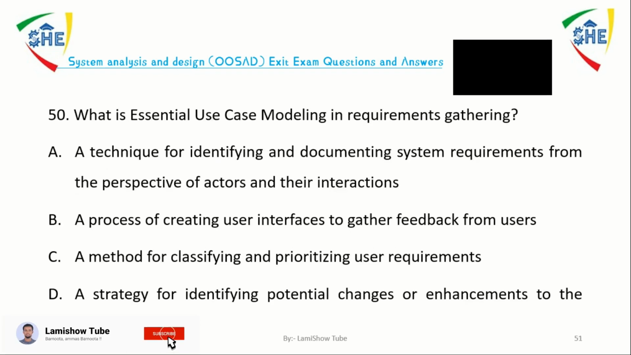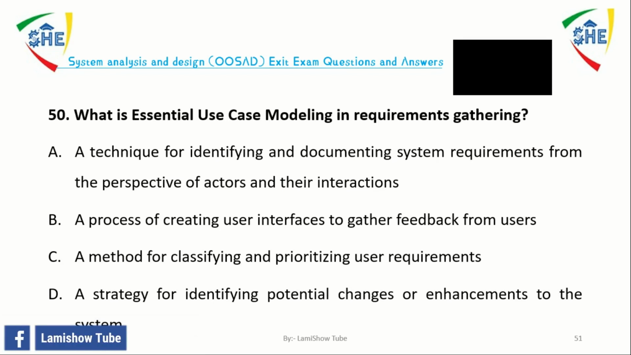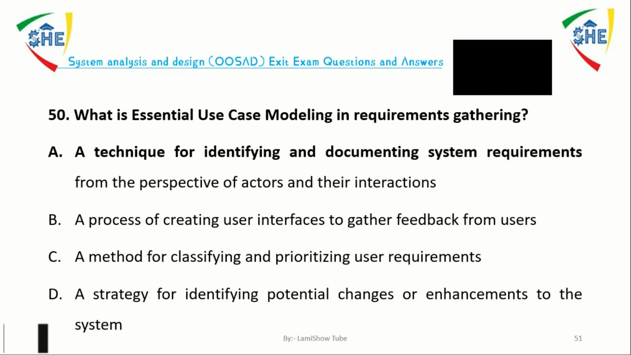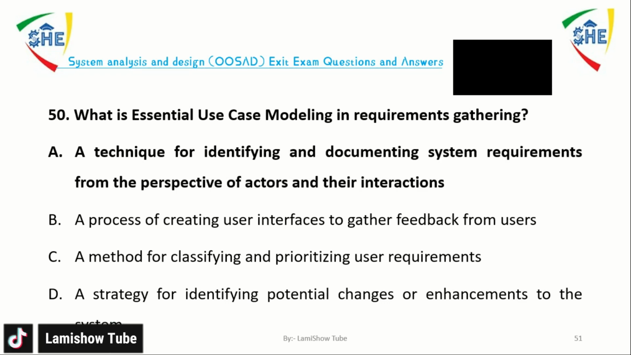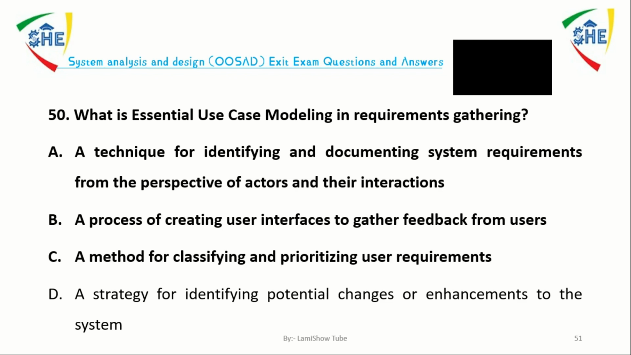Question number 50. What is essential use case modeling in requirement gathering? A. Techniques for identifying and documenting system requirements from the perspective of actors and their interactions. B. A process of creating a user interface to gather feedback from users. C. A method for classifying and prioritizing user requirements. D. A strategy for identifying potential changes and enhancements to the system.